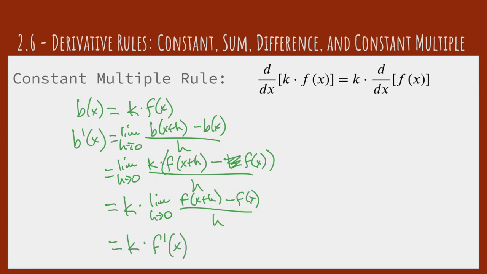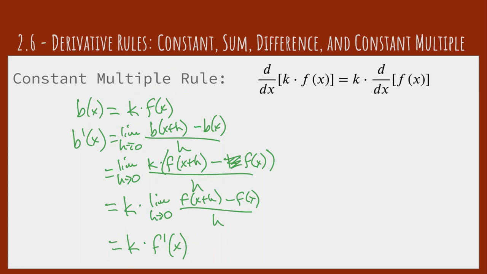So again, when we take the derivative of k times f of x, we get k times the derivative of f of x. And so again, this is a process that using the limit definition and just some algebraic manipulation, we can show that this constant multiple rule works, and then we would put it into use.